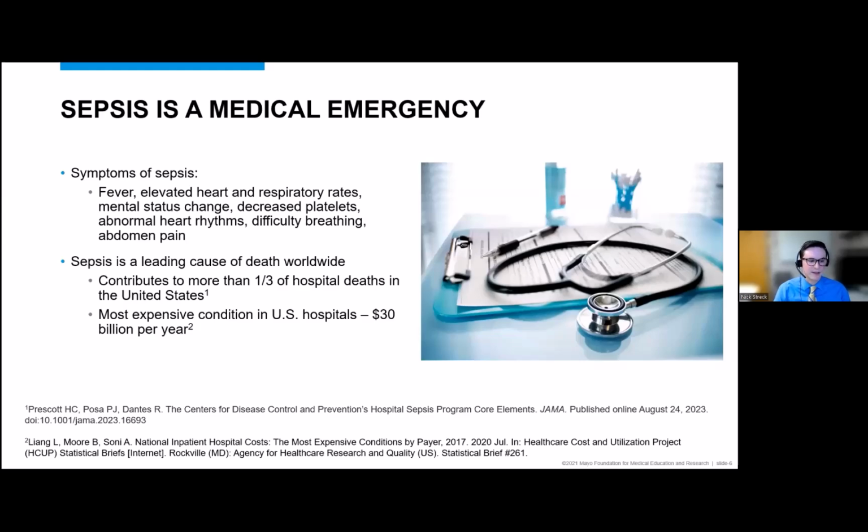You can see some of these stats here in the US. More than a third of hospital deaths are attributed to sepsis and the progression to septic shock. And it's the most expensive condition in US hospitals. You can see the annual spending that's estimated there. And that's, again, because these patients require a lot of attention, prompt treatment, and utilization of a lot of resources on our healthcare system to help mediate this medical emergency.